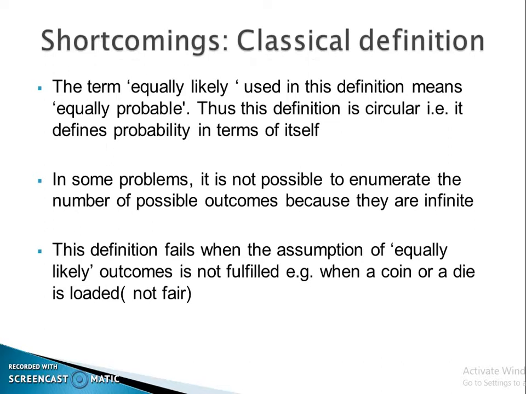The classical definition is criticized on the following grounds. The term equally likely used in the definition means equally probable. Thus, the definition is circular. That is, it defines probability in terms of itself. In some problems, it is not possible to enumerate the number of possible outcomes because they are infinite. This definition fails when the assumption of equally likely outcomes is not fulfilled, for example, when a coin or a die is loaded, that is not fair.